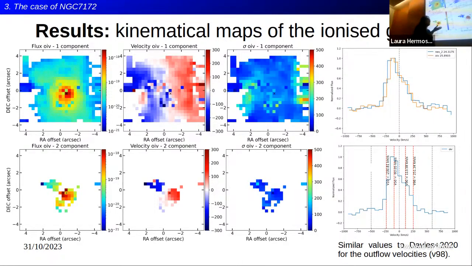And we are finding similar values for the outflow velocity to what were found in the paper by Davis et al., which was with optical data. So this is telling us that indeed this emission is probably the outflow that we were looking for.